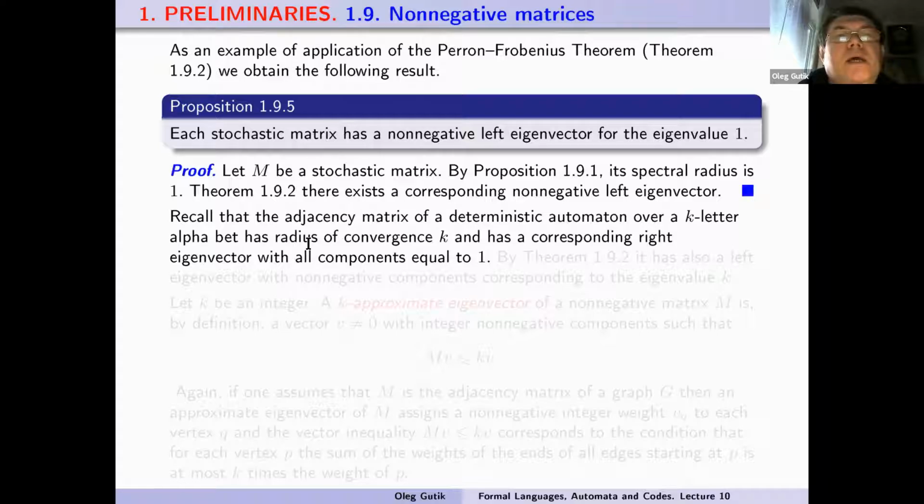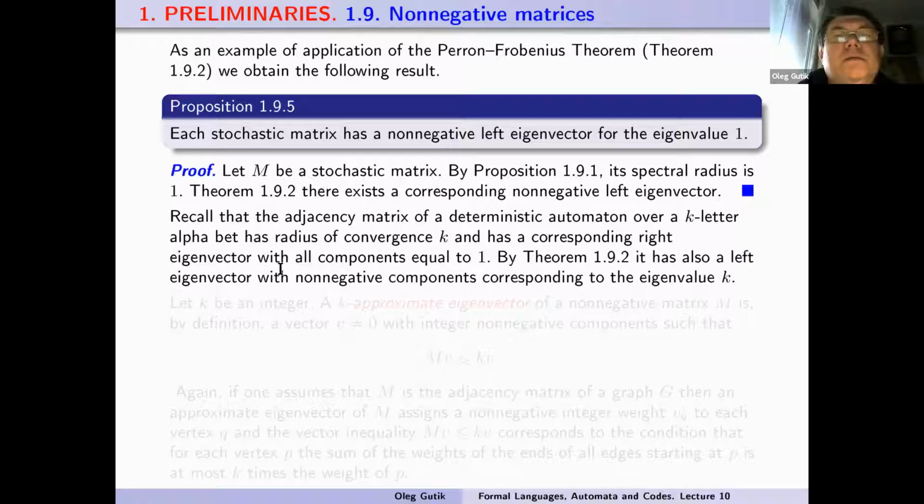Recall that the adjacency matrix of a deterministic automaton over a K-letter alphabet has spectral radius K and has a corresponding right eigenvector with all components equal to 1. By Theorem 1.9.2, it also has a left eigenvector with non-negative components corresponding to the eigenvalue K.